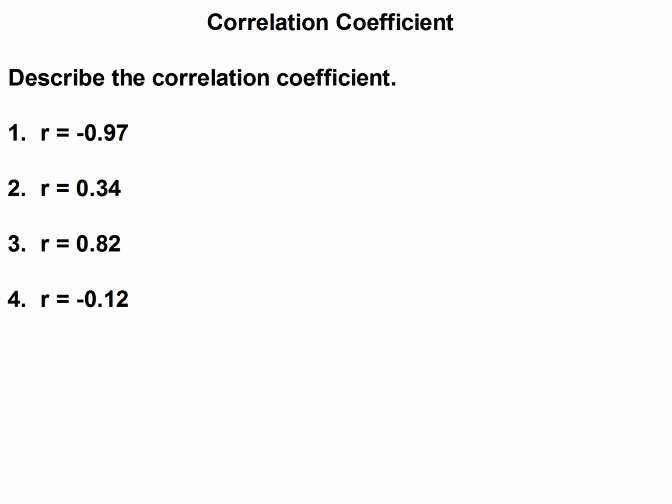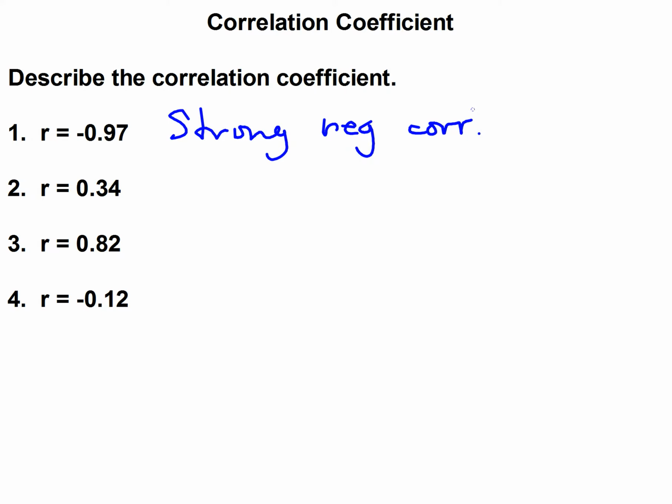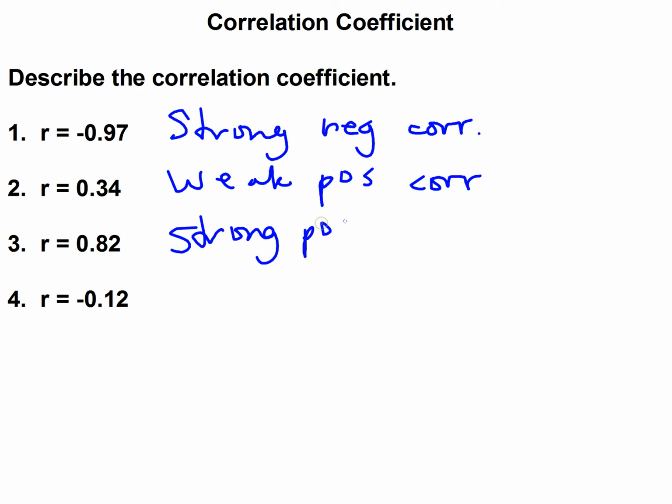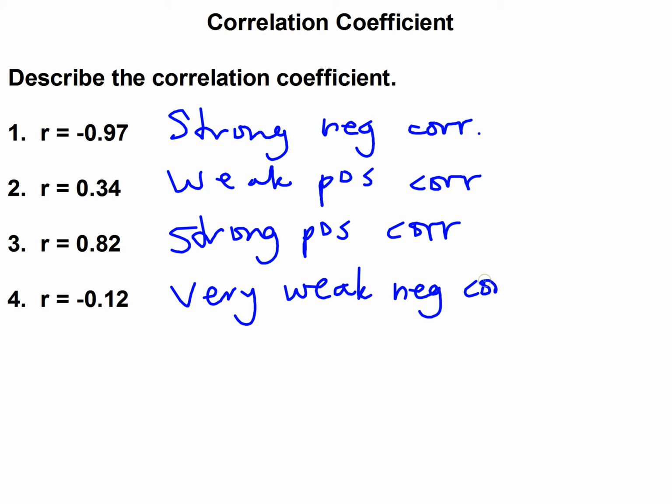So if you got a correlation coefficient of -0.97, that is considered to be a strong negative correlation, but a strong correlation. R of 0.34, that's closer to 0, so this will be a weak positive correlation. A 0.82 would be a strong positive correlation. And a -1.2 would probably be a very weak negative correlation.